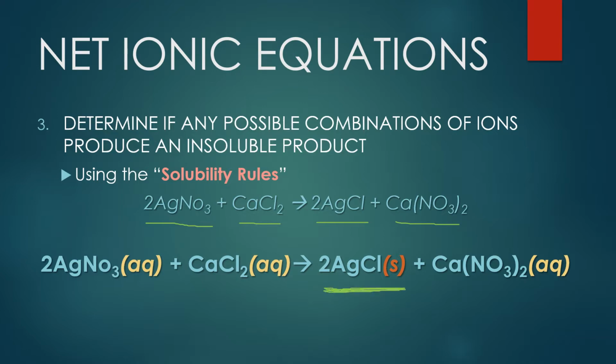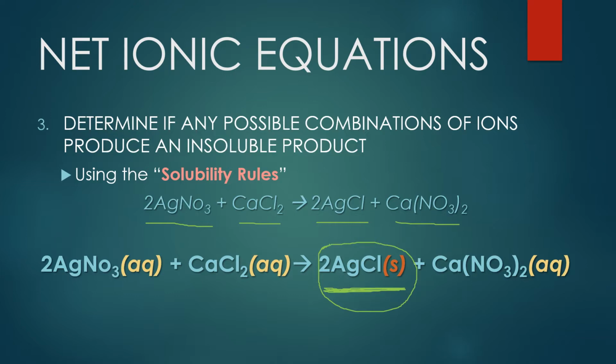That's the product. What is solid is the precipitate. The precipitate is the thing that turns solid and separates itself away from the solution. The other one, the calcium nitrate, is going to be aqueous. So once again, the only solid thing is the 2 AgCl.